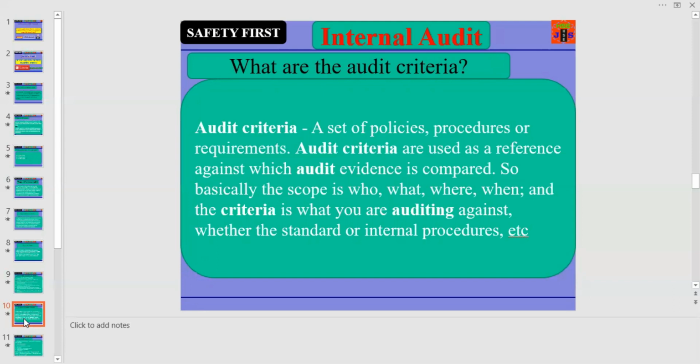Basically, the scope is who, what, where, when, and the criteria is what you are auditing against, whether the standard or internal procedures, etc. If the audit is internal, you have to comply with the safety management system and the internal procedures of the organization. But if it is a third party or external audit, then you have to consider all the requirements of the standards. Either it is 9001, 14001, or 45001.